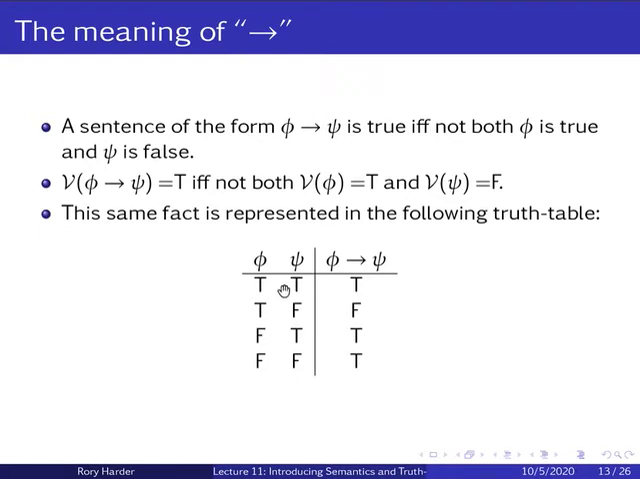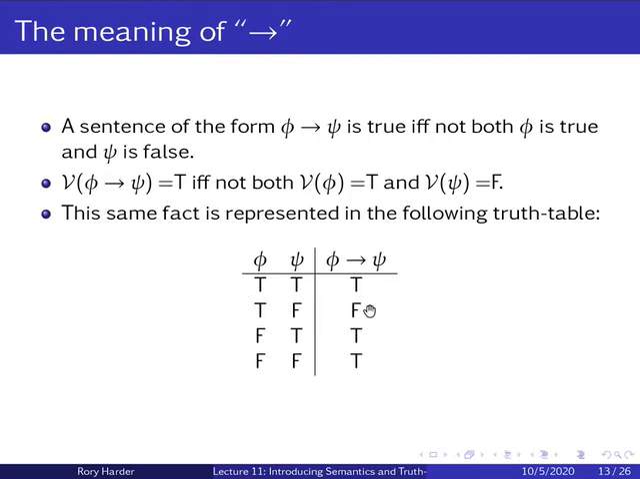In the first case, we have that both phi and psi are true. So phi in this case is the antecedent and psi is the consequent. Okay, so in the first row of the truth table, we have both the antecedent and the consequent being true. And in this case, we have the entire conditional as true. Now, in the second case, we have the antecedent true and the consequent false.